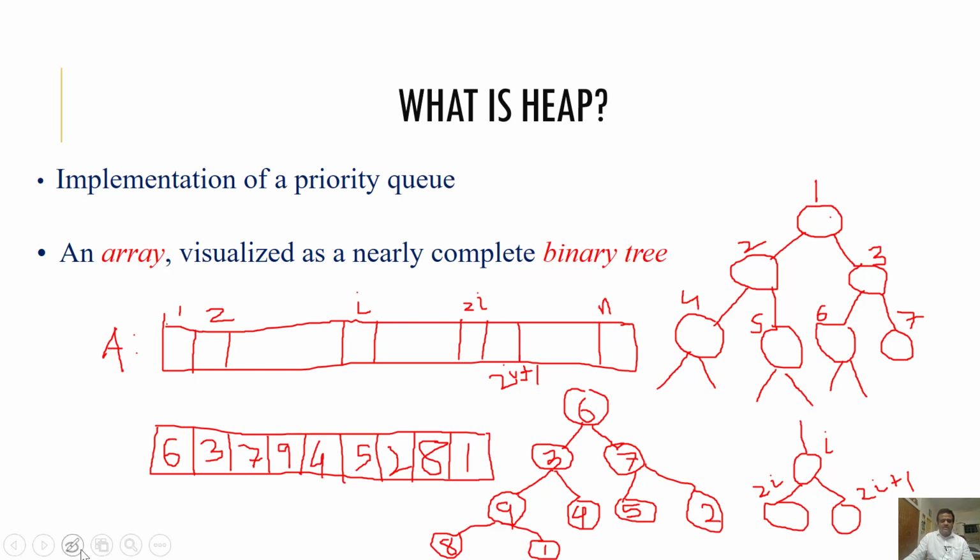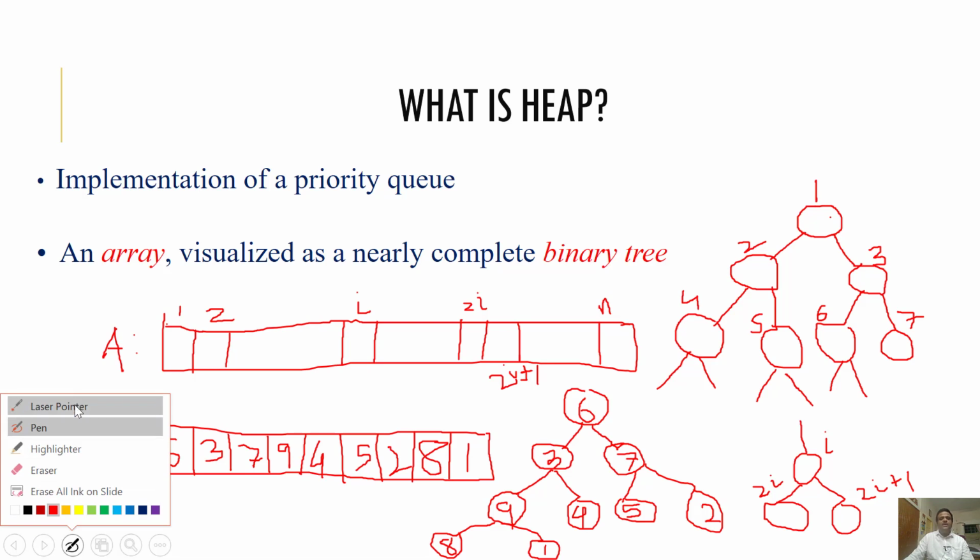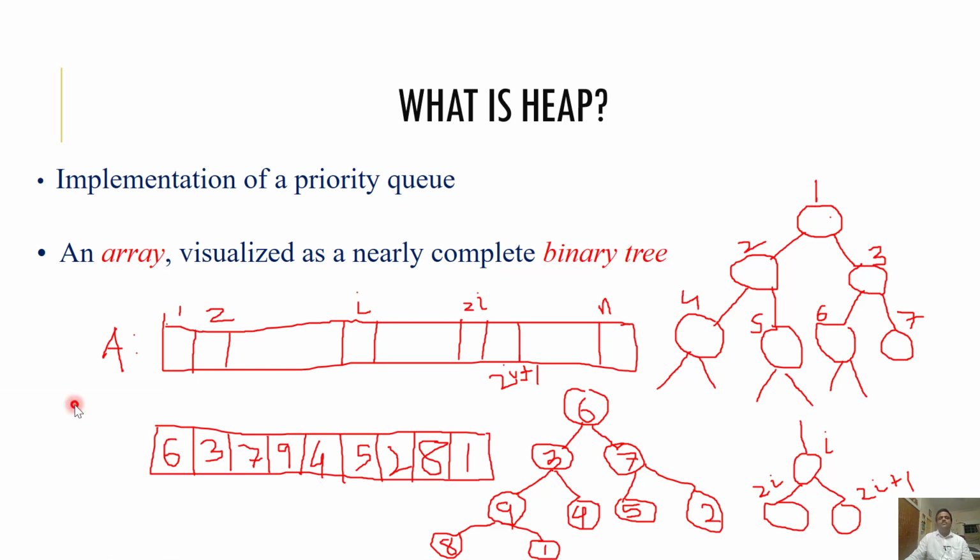So, if we need to implement a tree in C, what do we need to have? We need pointers for that: a left pointer, a right pointer, or maybe some parent pointer also.